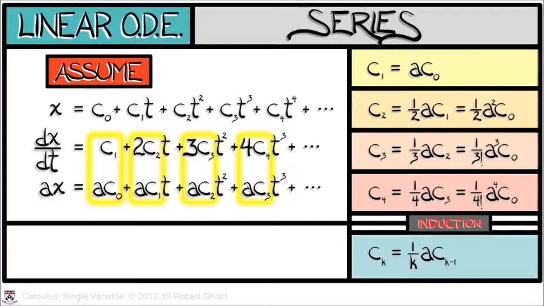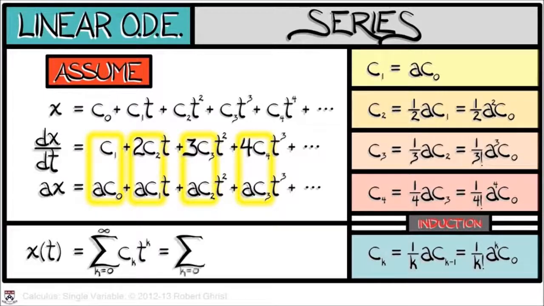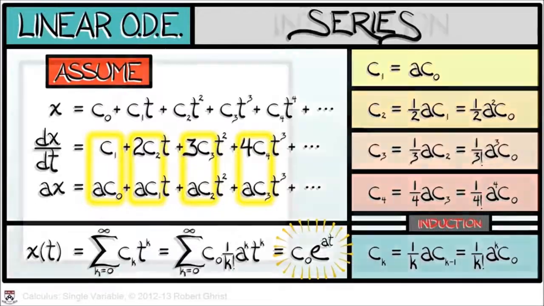That pattern, through the method of induction, can show that c sub k is 1 over k times a times c sub k minus 1. And that is 1 over k factorial a to the k times c naught. That means when we look at our original series, x of t, it's the sum over k of c_k t to the k, that is c0 times 1 over k factorial times a to the k times t to the k. Now, I'll let you verify that that is really c naught times the exponential function e to the at. We obtain our solution, which we already knew was true, but from a more principled series approach.